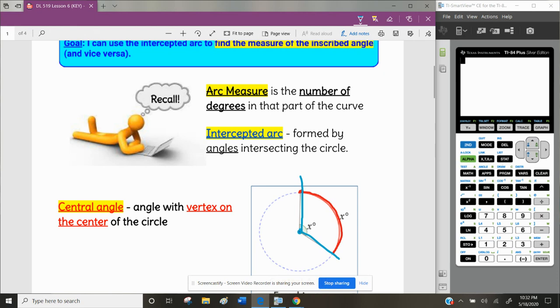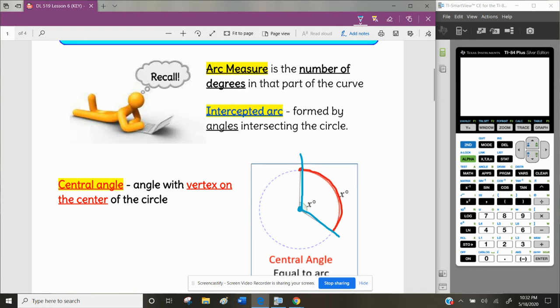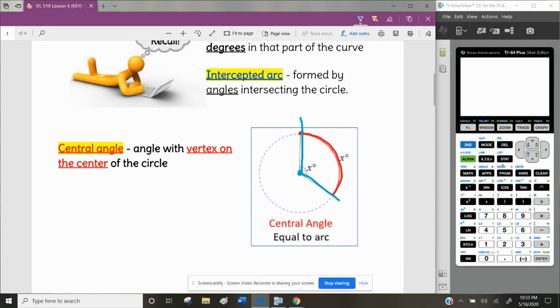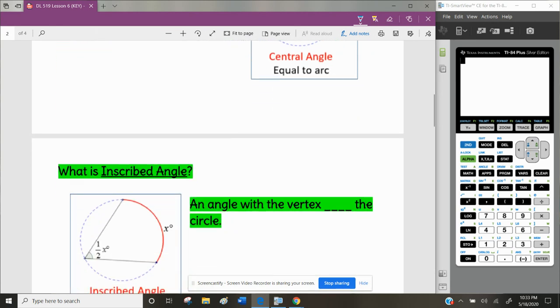And so a central angle is an angle whose vertex is on the center, and that central angle will be equal to the measure of the arc in terms of degrees. So if the central angle is 100 degrees, the intercepted arc would be 100 degrees. Now that's for central angles, which we've already talked about in a previous lesson.